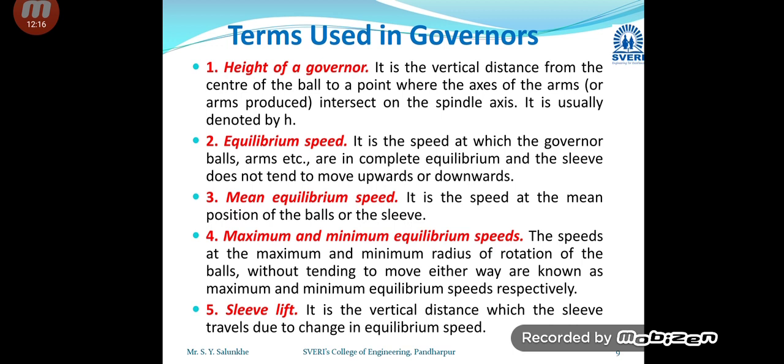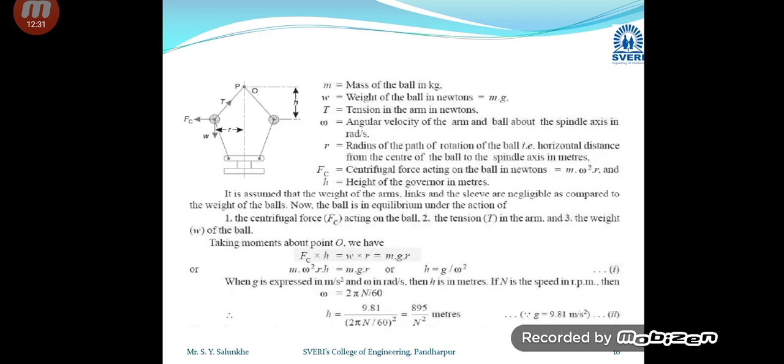The next definition is of sleeve lift. It is the vertical distance which the sleeve travels due to the change in equilibrium speed, that is, from the lowermost position to the uppermost position when the sleeve is moving. That is called sleeve displacement.